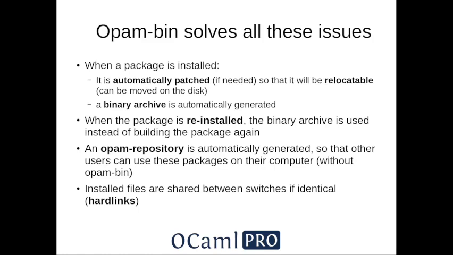When a package is installed using OPAMBin, it is automatically patched. There is a patch found in a set of patches on GitHub that is applied to the package, and it makes it relocatable, so it can be moved on the disk and installed anywhere. A binary archive is also automatically generated from the artifacts of the project. When the package is reinstalled, the binary archive is used instead of compiling the package again.